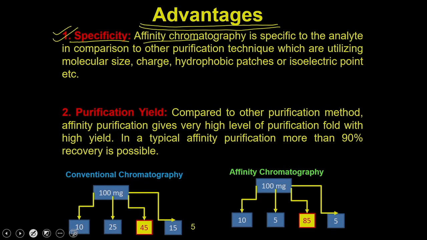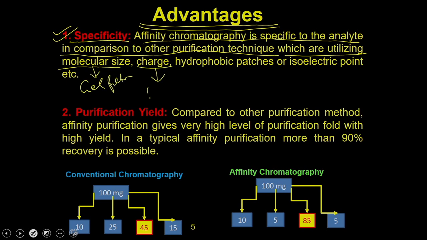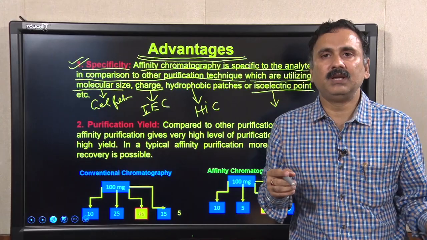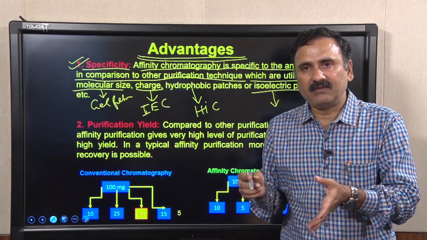So affinity chromatography is specific to the analyte, in comparison to the other purification techniques, which utilize molecular size. Molecular size is identified by gel filtration chromatography. Charge is identified by ion exchange chromatography. Hydrophobic patches are identified in HIC, and in some places you can also use the isoelectric point, which is utilized in different chromatography techniques.